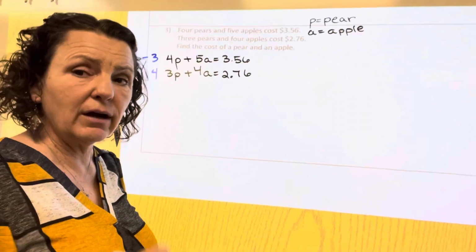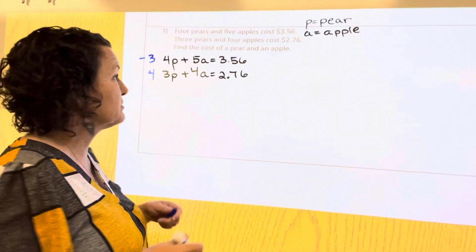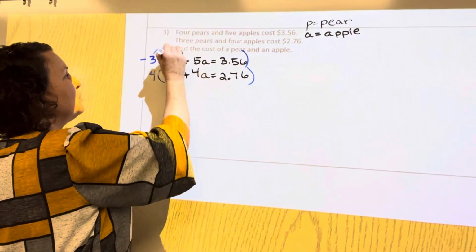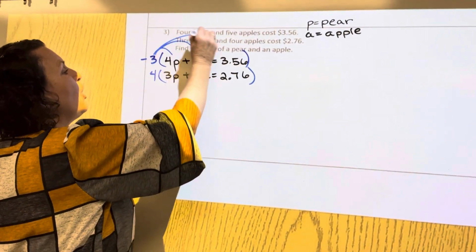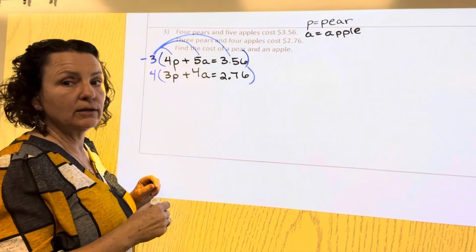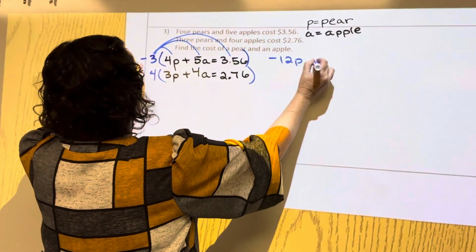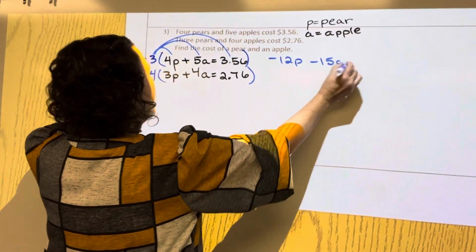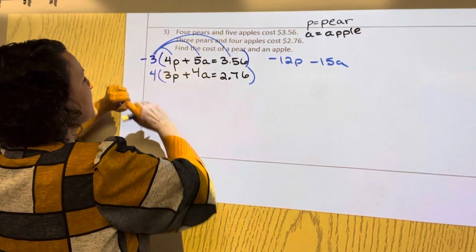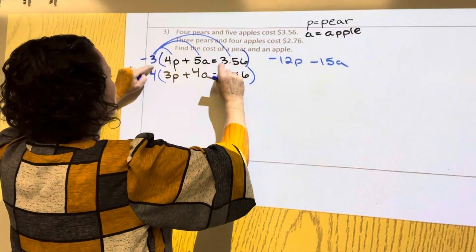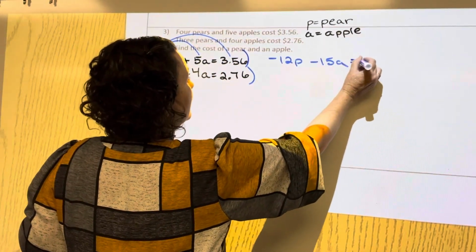You might wanna have a calculator with this one. The numbers might seem a bit weird. So we're gonna distribute through, all the way through. Don't be stingy, all the way through. So we have negative 12p, negative 15a, 4 times 3 is 12, but it's negative. 3 times 5 is 15, but it's negative. Not a clue, but I do know it's gonna be negative.